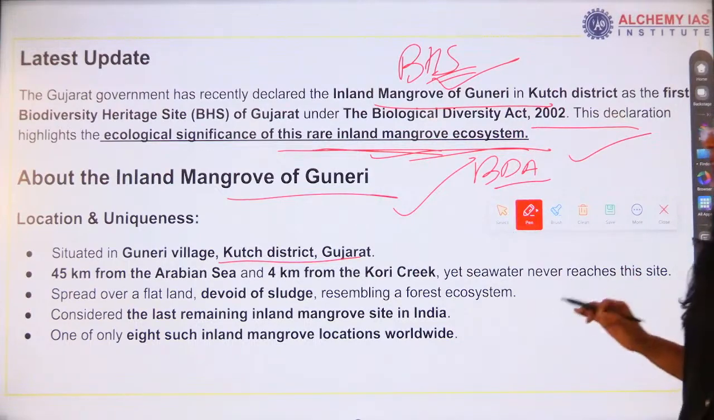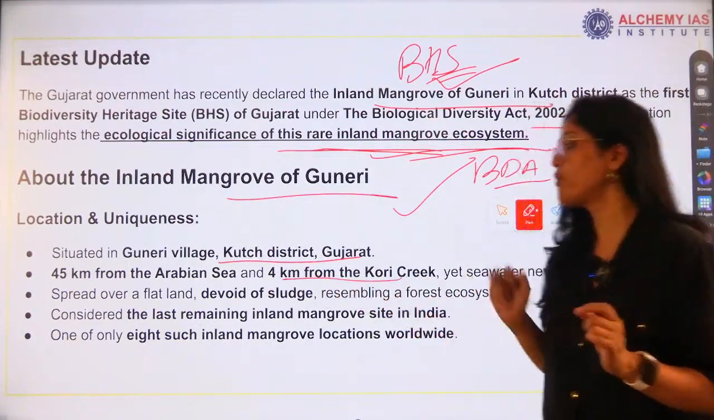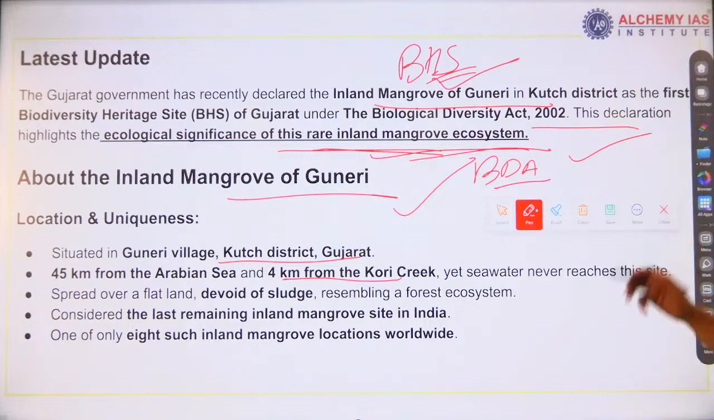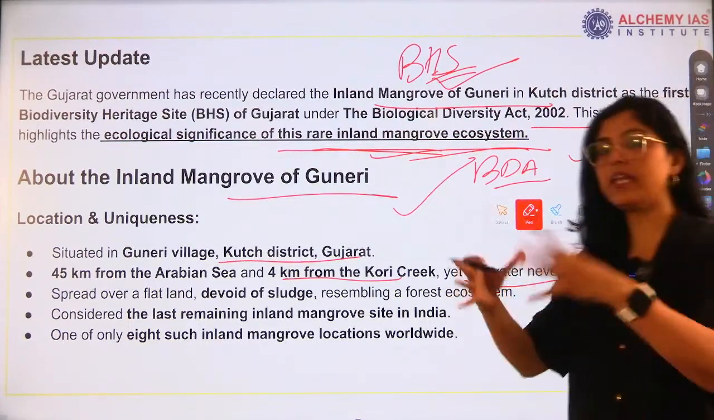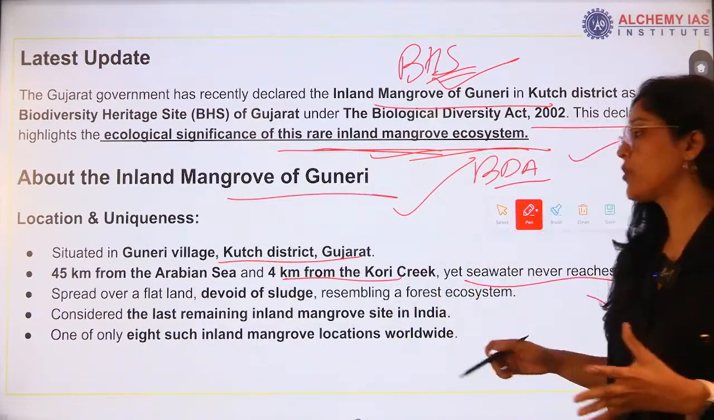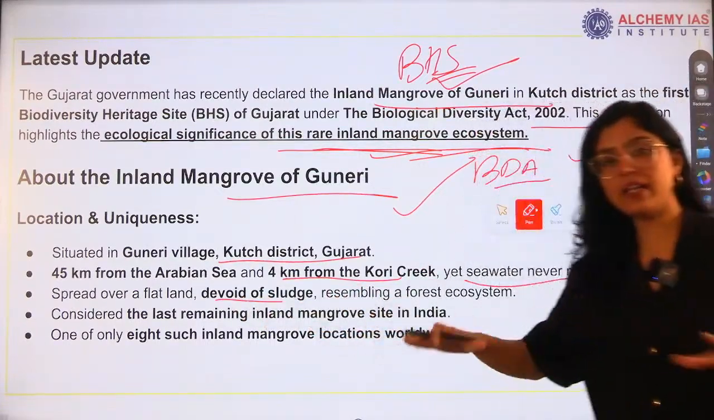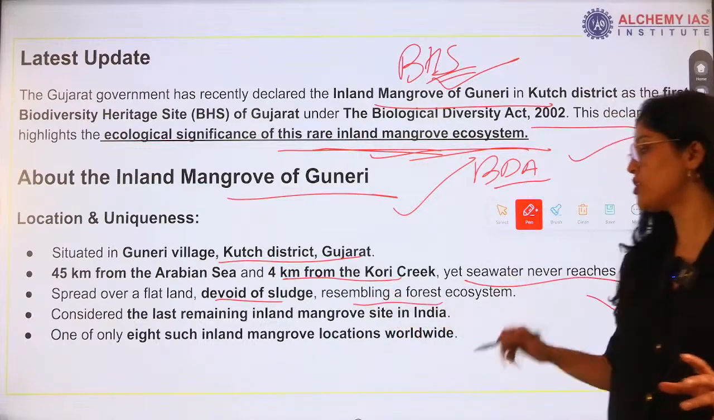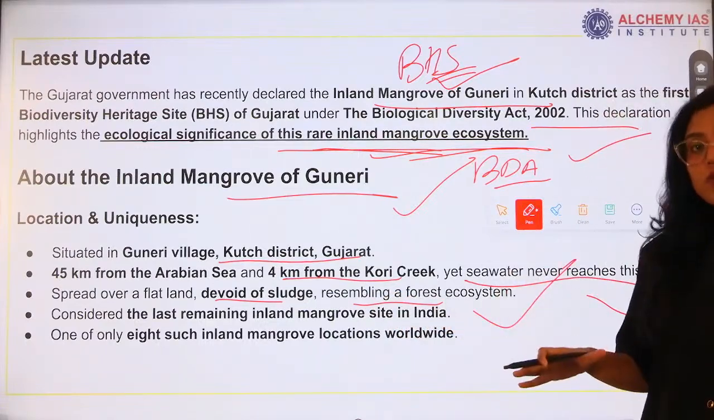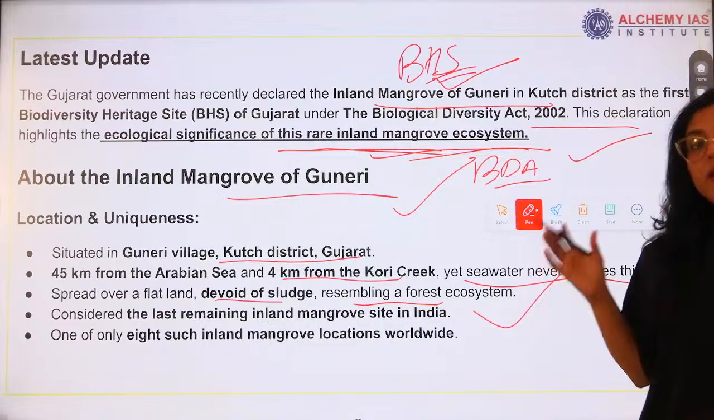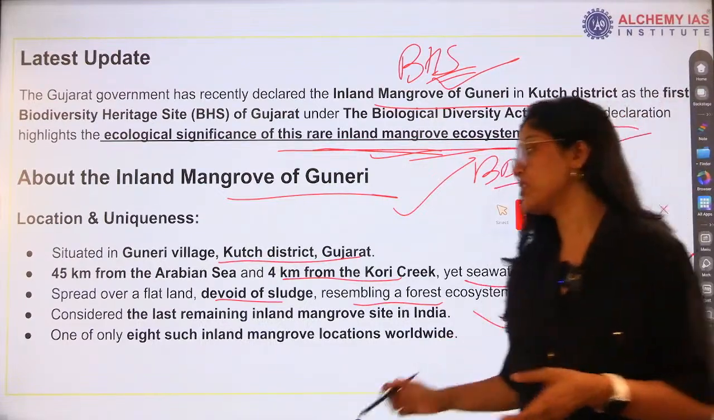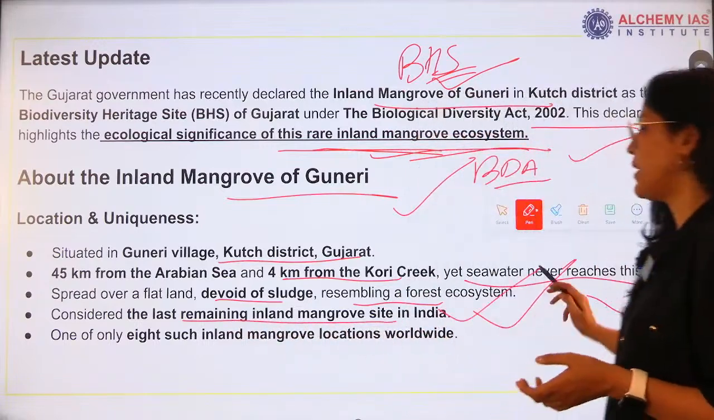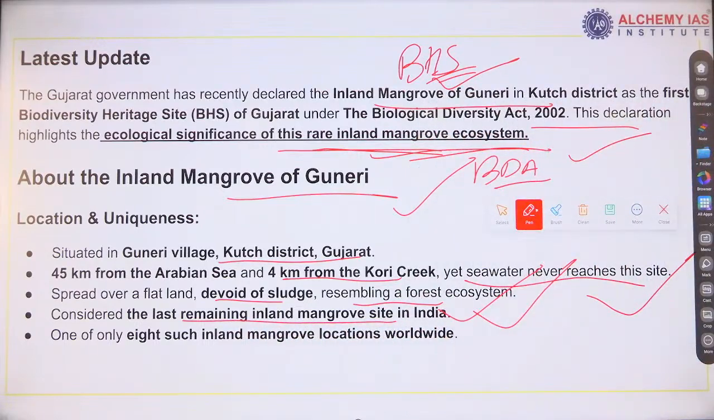Gujarat location is very important. It is 45 kilometers away from the Arabian Sea, yet seawater never reaches the site. It is an inland site, okay? Spread over a flat land. We have seen the picture, devoid of sludge, resembling a forest ecosystem. It is a mangrove, but it resembles a forest ecosystem. Water never reaches here. Considered the last remaining inland mangrove site in India.